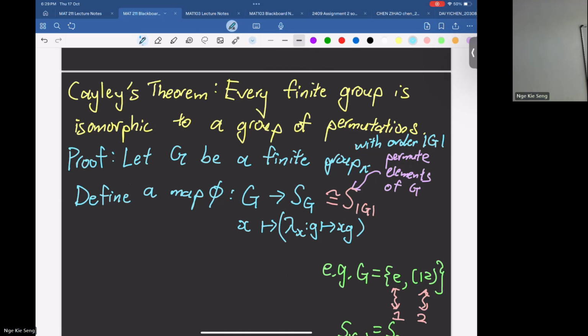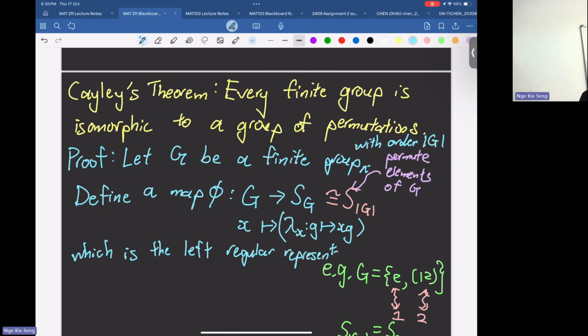It's just bijective. A permutation of n indexes means a bijective map between n indexes. This is the definition. Let me tell you the name first. This is called the left regular representation of G. Why is it left? Because we multiply x from the left. You could imagine we can do a right one. Later you can try yourself, going through the whole argument using g to gx, for example.